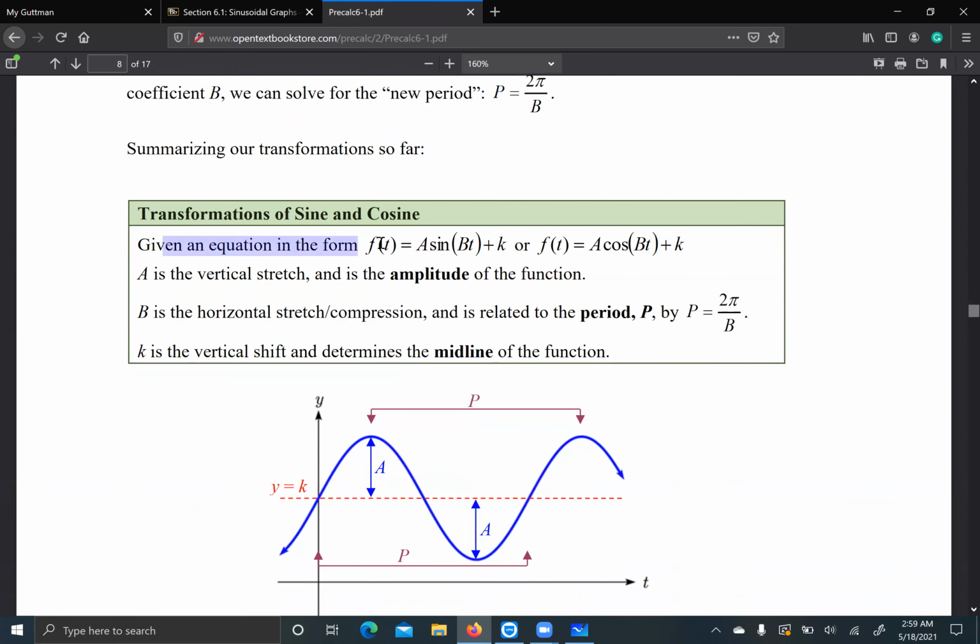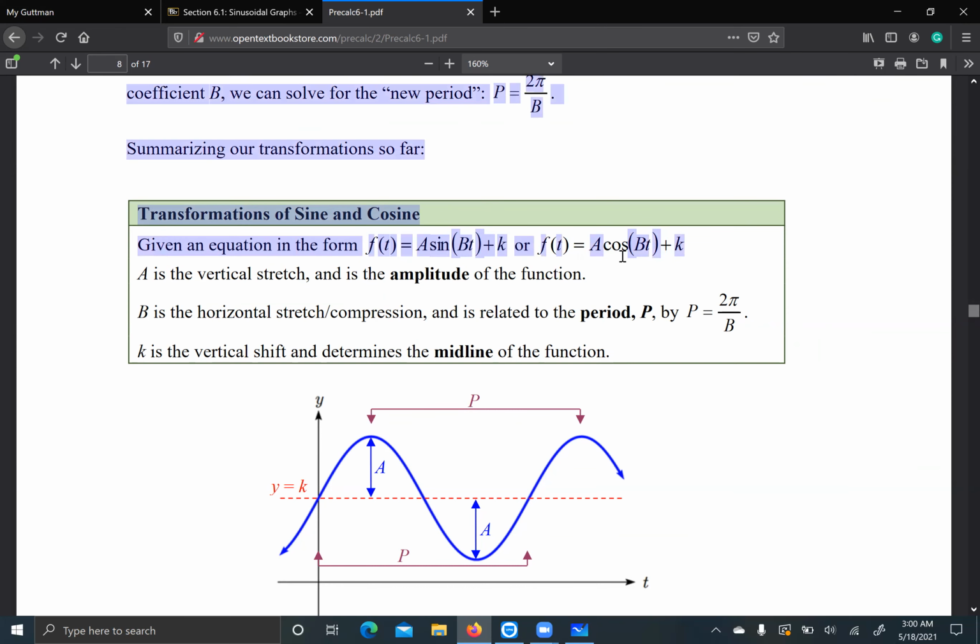So suppose you are given a function. Let's put this together. This is a sine function. Sine is multiplied by A, and that's going to give us the stretch. The input is multiplied by B, and that's going to give us a new period. And the output is added to K, and that's going to vertically shift the midline.